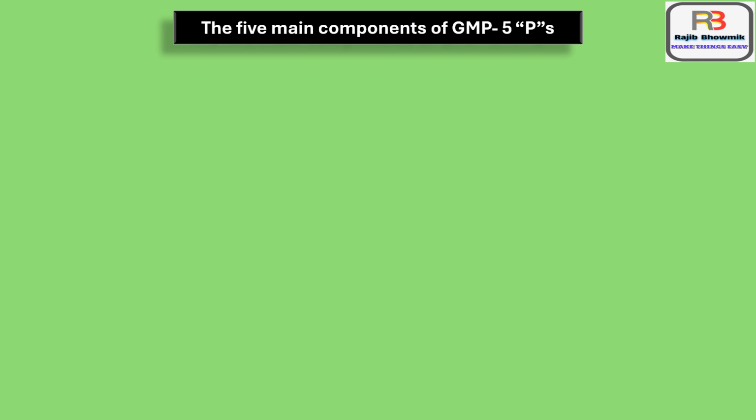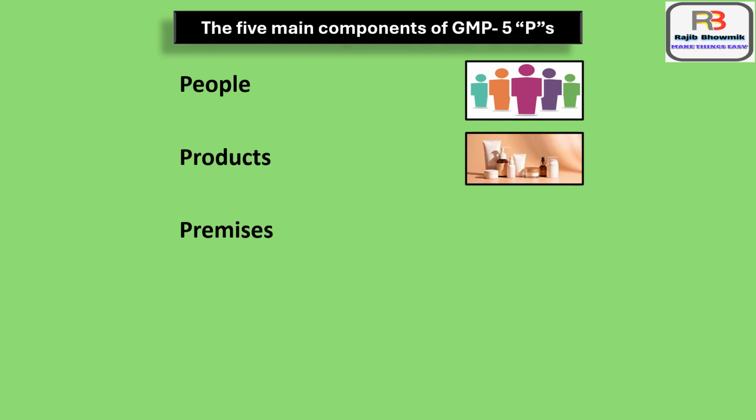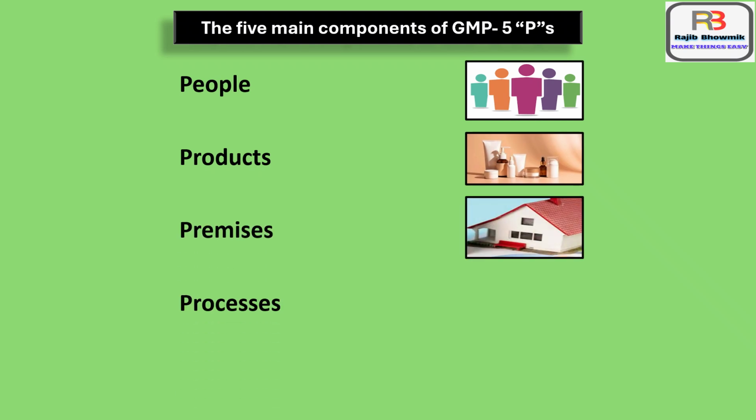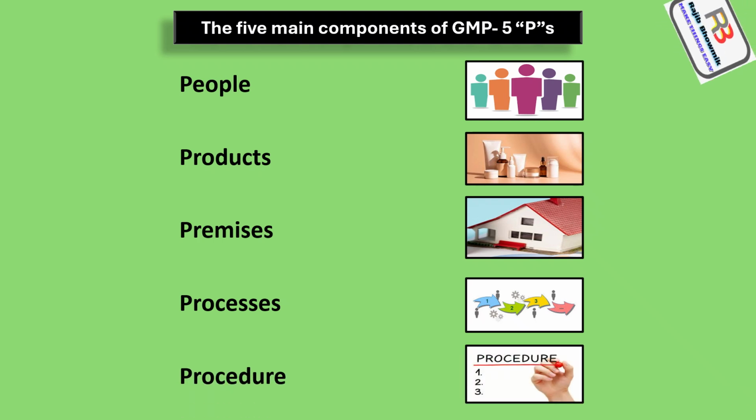The five main components of GMP are often summarized as the 5 P's. These pillars ensure that products are consistently produced and controlled according to quality standards. Now let us see what are those 5 P's. Number 1, people. Number 2, products. Number 3, premises. Number 4, processes. Number 5, procedures.